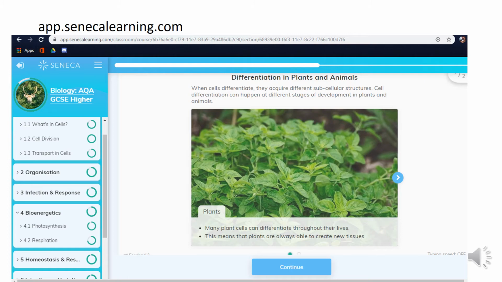Another fantastic resource is a website called Seneca, which covers the entire curriculum in moderate detail. However, I would consider this as an additional resource, while the CGP and Oxford textbooks, which I mentioned earlier, should be your main sources of revision.